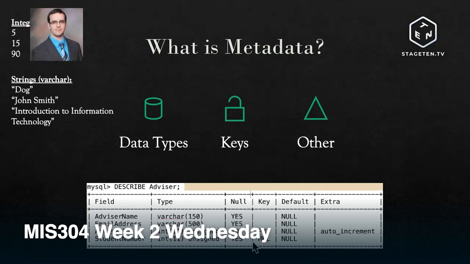Integers, there's some examples up there and strings down there. So data types are one type of the metadata, the keys are another, and the other fits into all these other categories. This is an actual table, by the way, in a database I used to have up. It was called the advisor table. You can use the describe command in SQL, which hopefully you have some interest in learning.